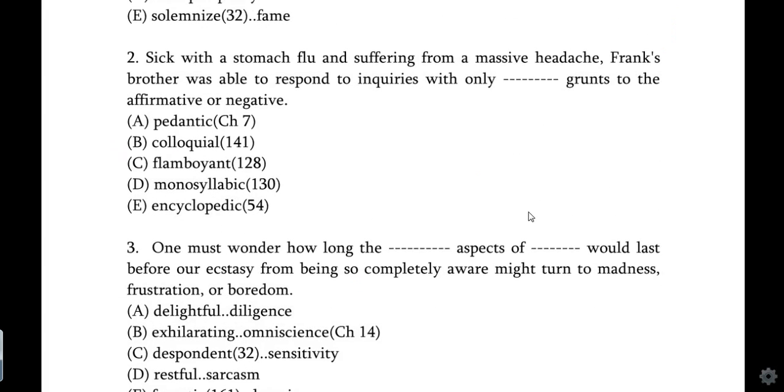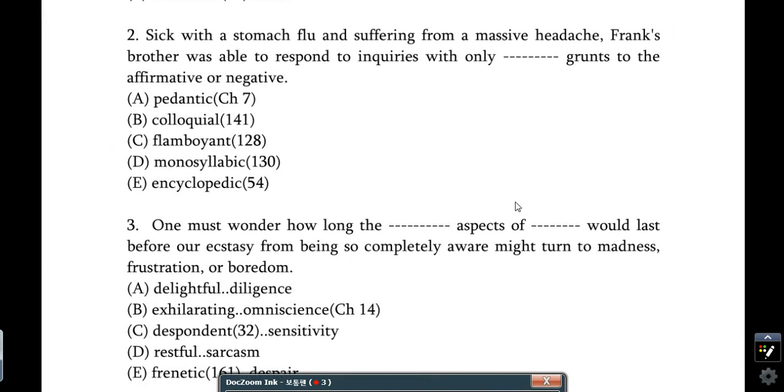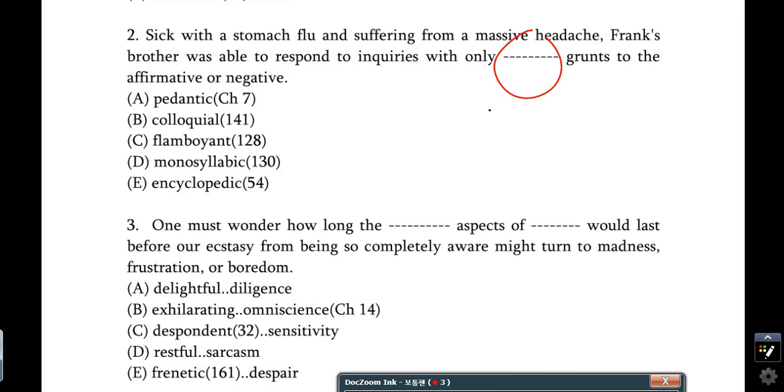Number 2, sick with a stomach flu and suffering from a massive headache, Frank's brother was able to respond to inquiries with only blank grunts to the affirmative or negative. Pedantic means to teach, and colloquial means common everyday language. Flamboyant means too much, and since he's sick with the stomach flu and he can only do grunts, grunts is what monosyllabic is, one syllable. Encyclopedic is fully like an encyclopedia, having all the information. So only D would work in that context.